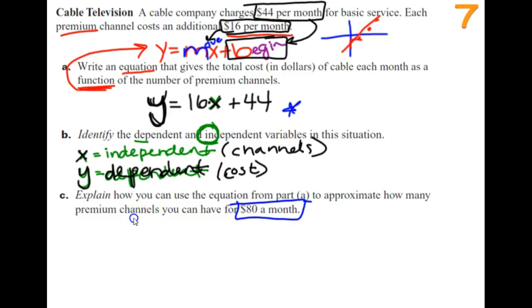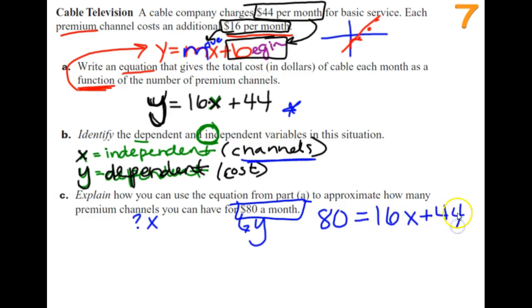So we want to know how many channels for $80 a month. Well, channels is our x-axis, or sorry, our independent variable, x. So that means our total cost would be y. So we're going to plug 80 in for y and solve it. So 80 equals, and then it says 16x plus 44.